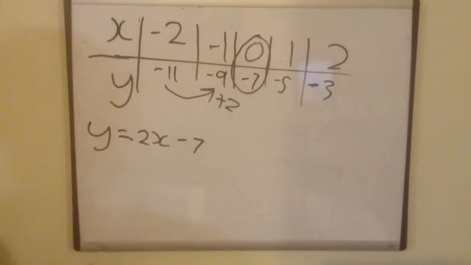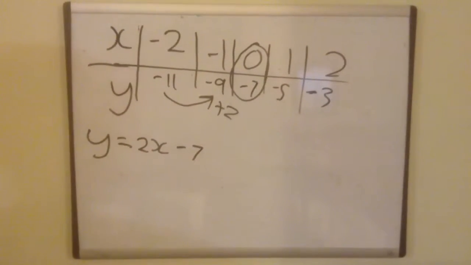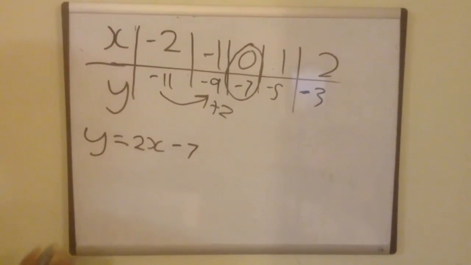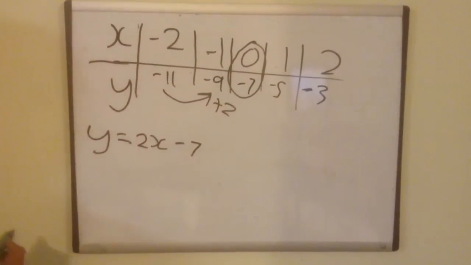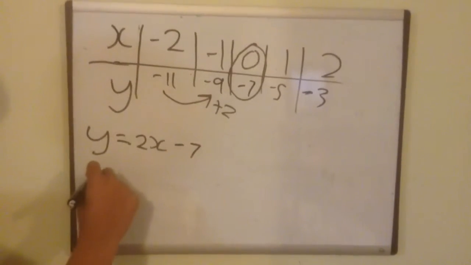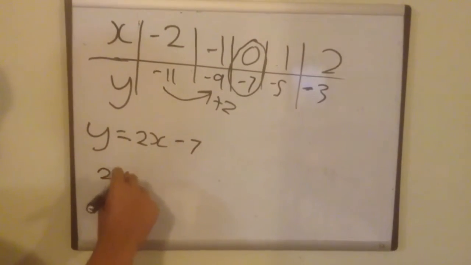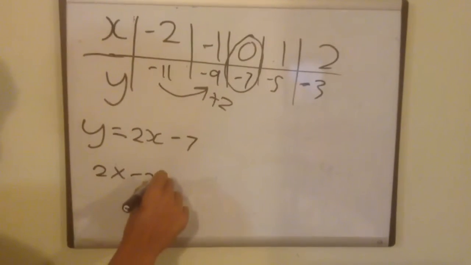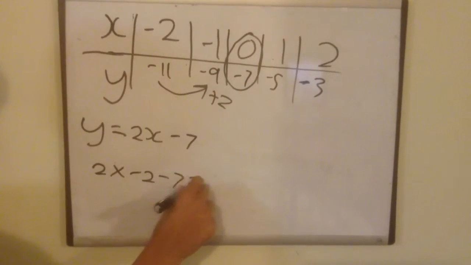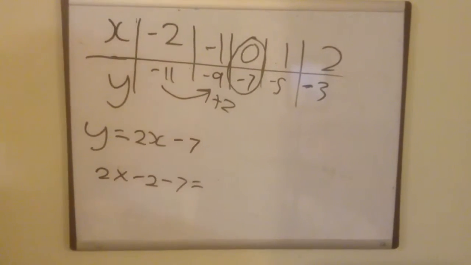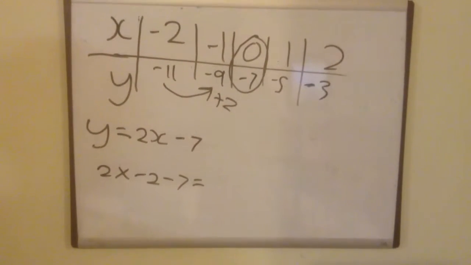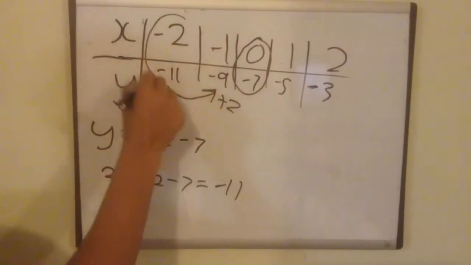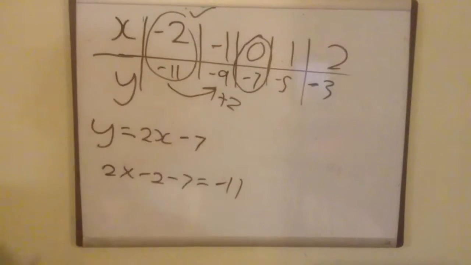So, we have our linear equation, but to make sure it is 100% right, we'll test it on two of these pairs. So, our first pair, minus 2 and minus 11. We'll write it down as 2 times, and we'll substitute the x with minus 2, and then we'll write down subtract 7. 2 times minus 2 equals minus 4, minus 7 is minus 11. So, this equation is correct for that pair.